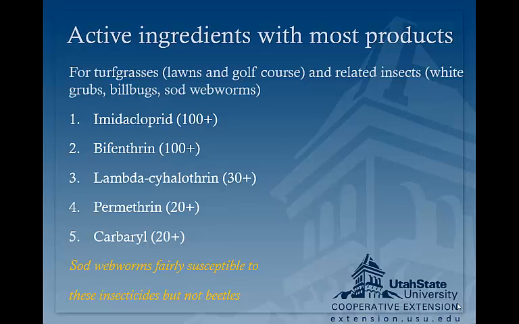And this list here isn't a list that tells me which ones are the best to use, but rather there are 100+ products out there that have an active ingredient called imidacloprid. There are 100+ products that have this active ingredient called bifenthrin. And you can see this for each of the top 5 that I found here. So carbaryl, there are 20+ products out there with carbaryl, which you may know as Sevin, but same active ingredient there.